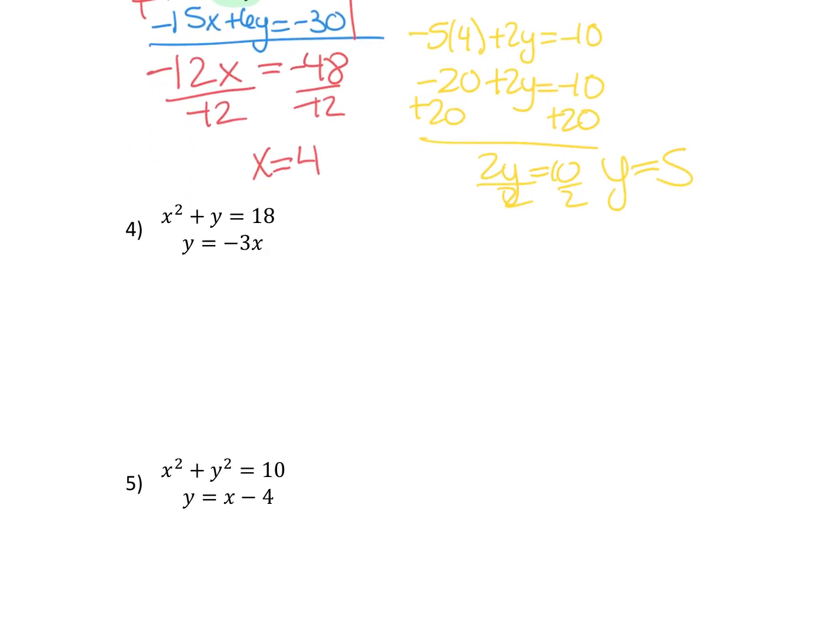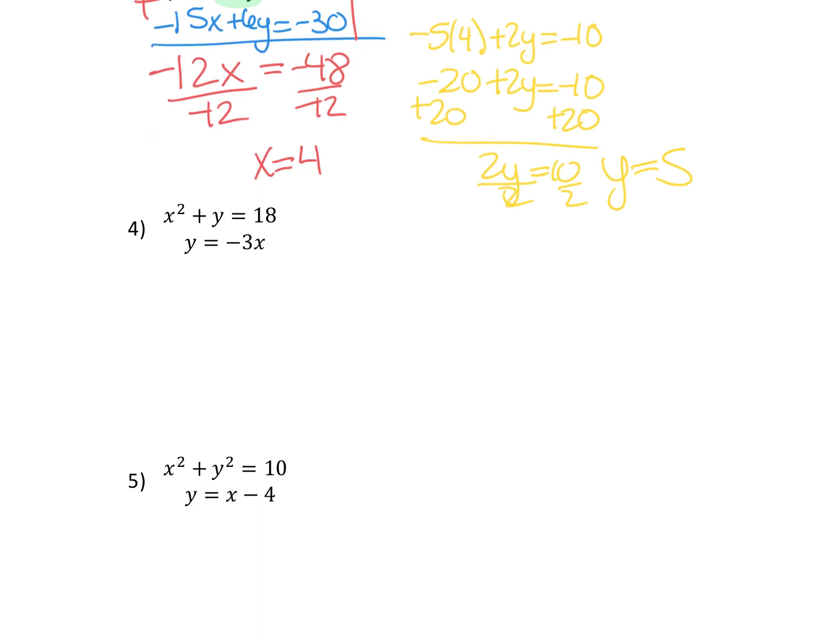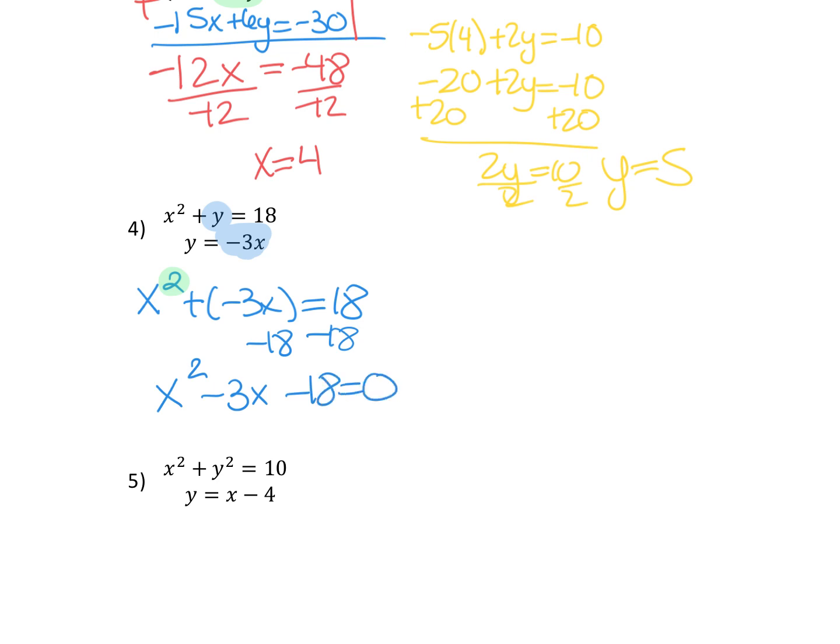Now in this next equation, I have a line and a parabola. But this is set up for substitution, because see, I have y equals 3x, so I'm going to substitute 3x in for y. So I'm going to end up with x squared plus -3x equals 18. Now this is a quadratic equation, and I know it's quadratic because of this x squared. So when it's quadratic, I want everything on one side of the equation so I can factor. So plus -3x is the same as -3x, minus 18 equals 0.